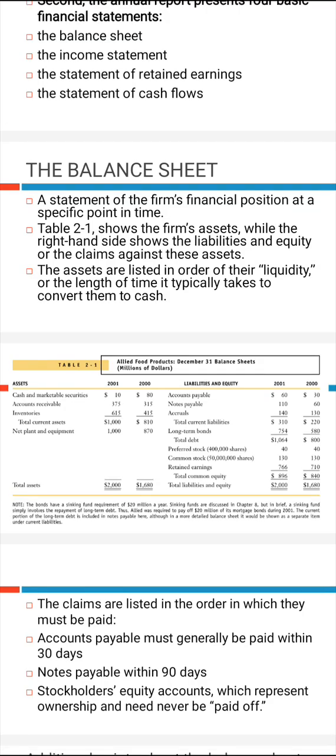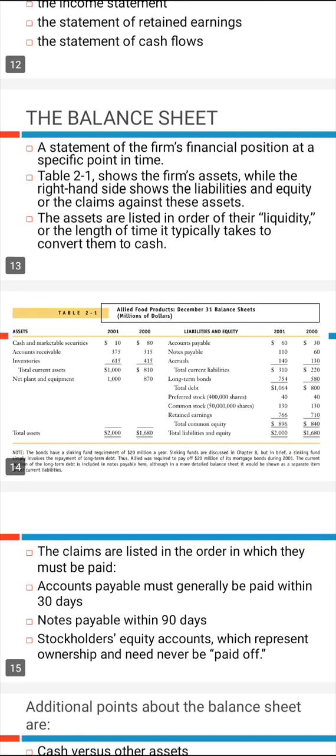Table 2.1 shows the firm's assets on the left-hand side, while the right-hand side shows the liabilities. On the left side, the assets are the current assets and the non-current or long-term assets. Then on the right-hand side are the liabilities and equity, which are claims against these assets. These assets are listed in order of their liquidity, or the length of time it typically takes to convert them into cash.